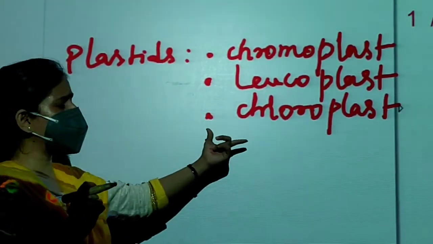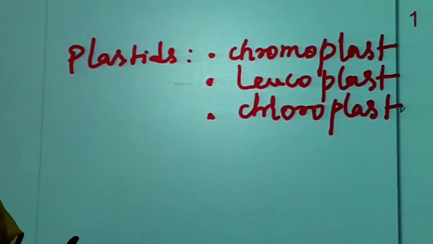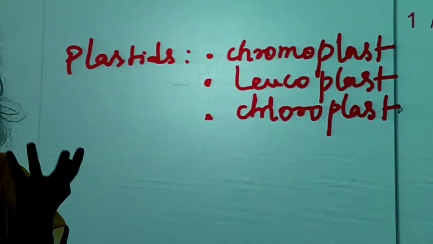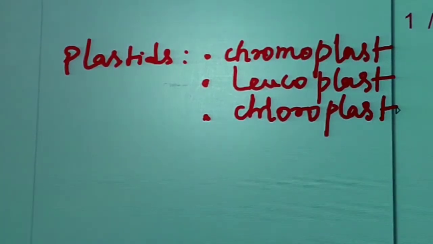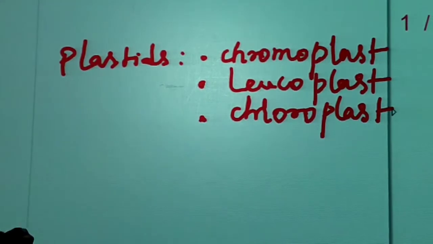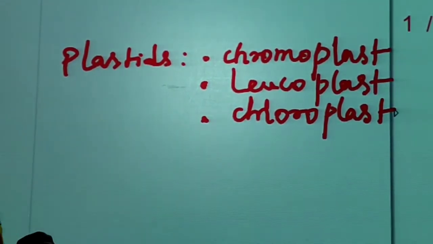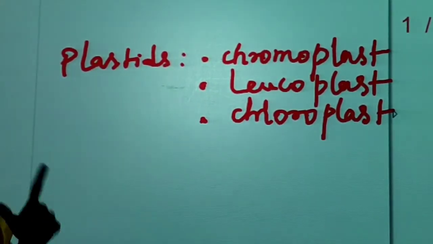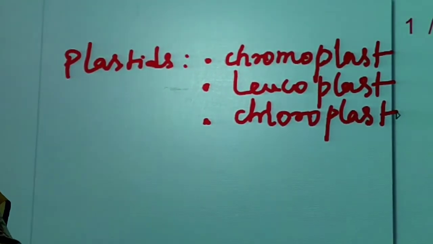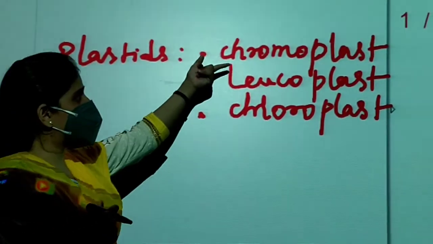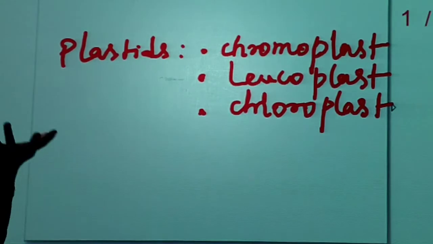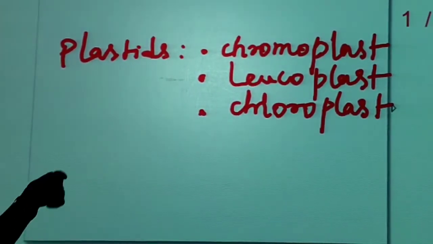Chloroplast contains the green color pigment called chlorophyll, which is helpful in photosynthesis, that is, the production of food by the plant. These are especially present in those parts of the plant which are exposed to sunlight, mainly leaves. Leucoplasts, I've already told you, are the colorless plastids that help to store starch for food.